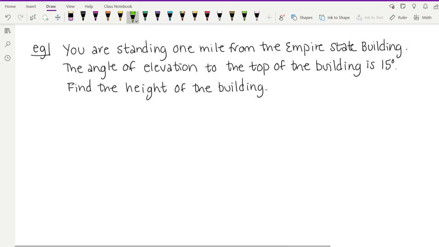Okay, so I want to do a couple of examples making use of this. This first question says, you are standing 1 mile from the Empire State Building. The Empire State Building, if you're not aware, is a really tall building in New York City. And it says the angle of elevation to the top of the building is 15 degrees. Find the height of the building.